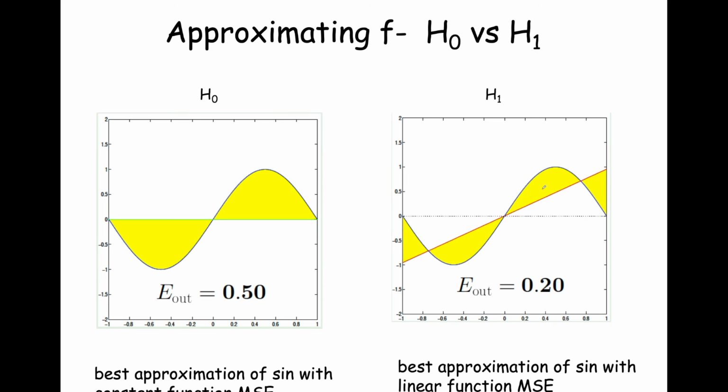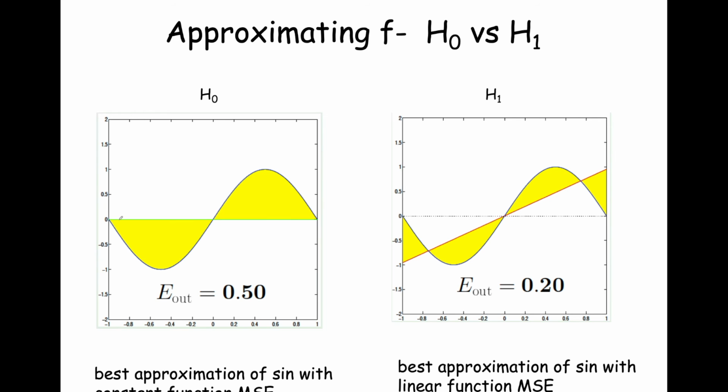So here we take our H0 and we do the fit. It's the constant 0, and it goes across and it's exactly 0. If we take the mean squared error, well, out of sample error is all of the yellow region. We take the mean squared error between our best fit H0, which is just straight across the 0 constant line, and we compute mean squared error, we get out of sample error is equal to 0.5. And this is the best approximation of the sinusoid that we can make with a constant function as measured by mean squared error for our approximation error, or out of sample error.